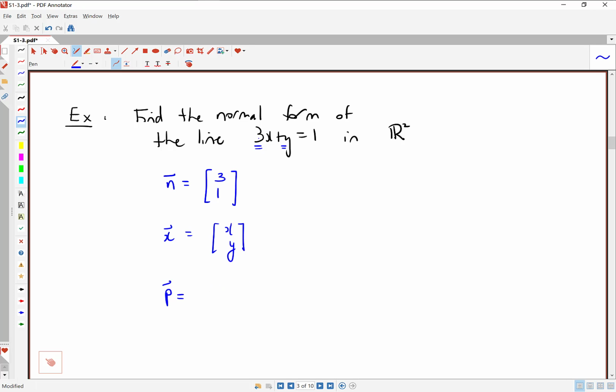So think about finding any point that satisfies this equation here. So you could choose, for example, 0, 1. You could choose, for example, 1, -2. You can make any choice that you like as long as your point is on the line. So I think just for simplicity, I'm going to choose 0, 1. And then vector p is just the vectorization of that point.